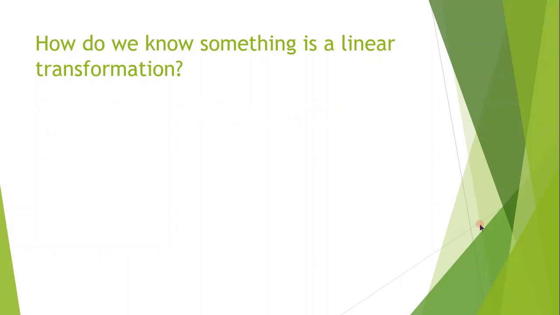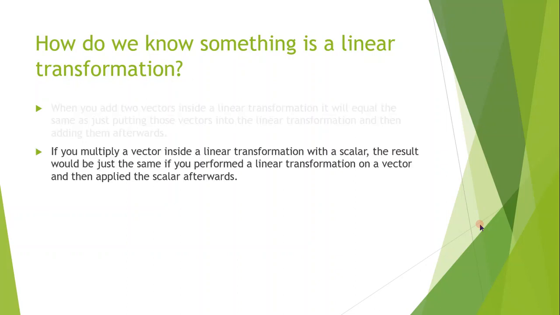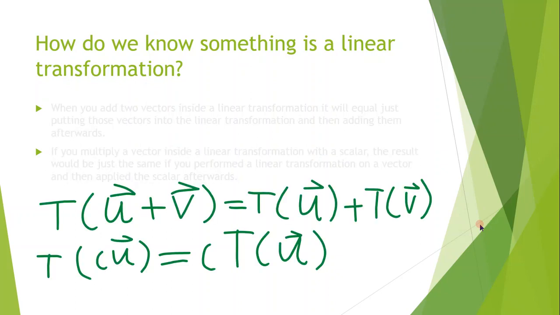When you add two vectors inside a linear transformation, it will equal the same as putting those vectors into the linear transformation and then adding them afterwards. If you multiply a vector inside a linear transformation by a scalar, the result is the same as performing the linear transformation on the vector and then applying the scalar afterwards. In maths, that is what I just said.